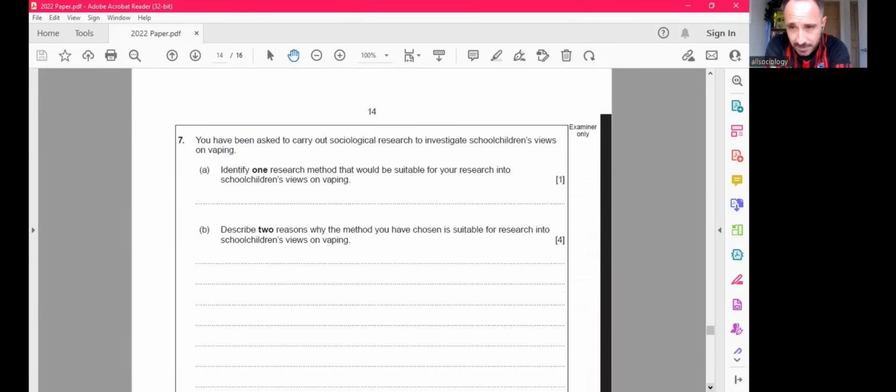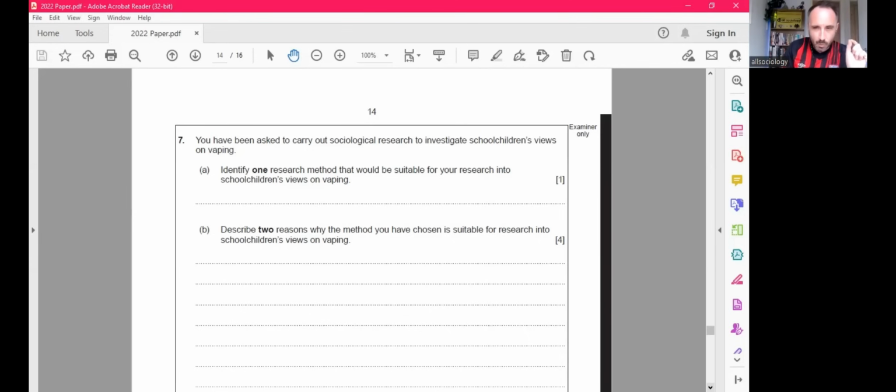And this one is a little bit different to what I call straight methods in paper one, because you need to be able to know about different sociological research methods and apply them to a particular situation. And this situation in this paper from last year was about investigating school children's views on vaping. So question A asks you to identify one research method that would be suitable for your research into school children's views on vaping.